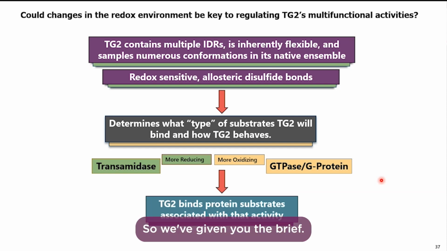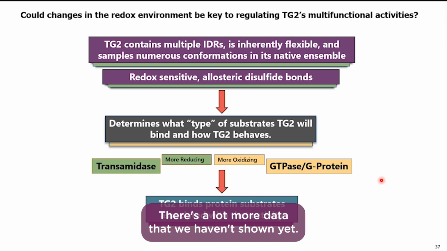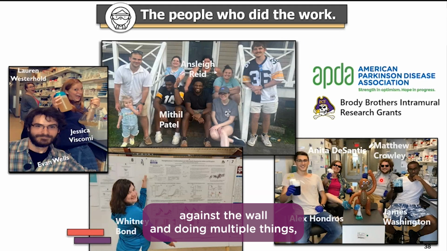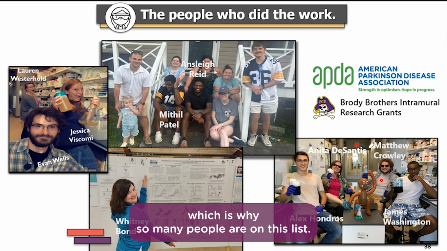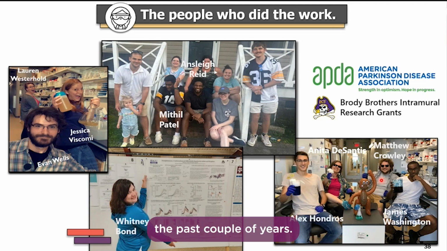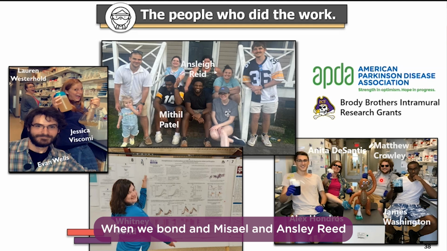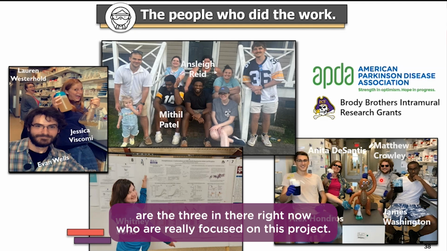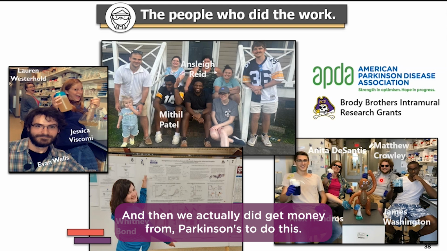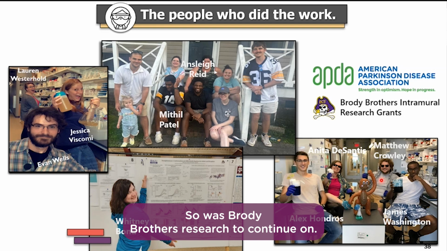So we've given you the brief. There's a lot more data that we haven't shown yet, because when you're going through this and beating your head against the wall and doing multiple things, which is why so many people are on this list, we really have been running through this over the past couple of years. Whitney Bond and Mithil and Ansley Reed are the three in there right now who are really focused on this project. But there have been many over the years who have done all of this. And then we actually did get money from Parkinson's to do this, as well as the Brody Brothers research to continue on.